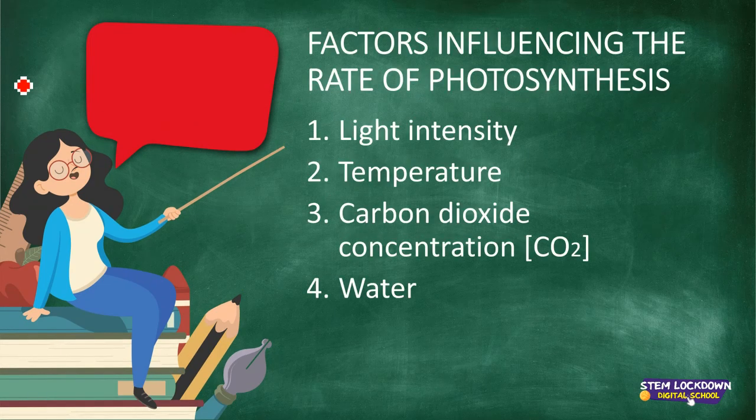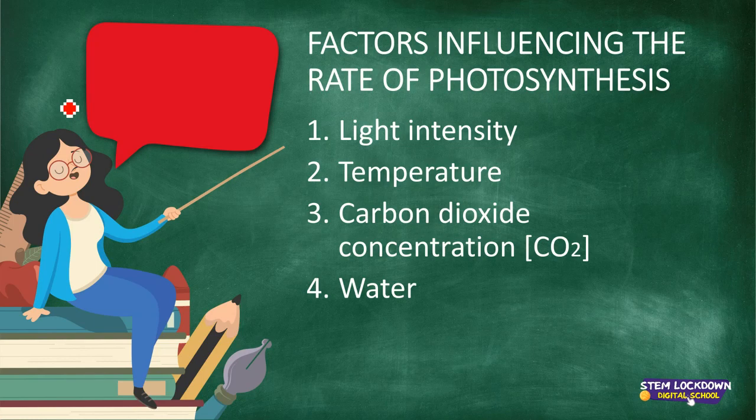Let's just move on. Now we'll be looking at the factors influencing the rate of photosynthesis. In simple terms, we could say that we have two people running a race. One can be faster than the other, and the other slower, or they could run at the same pace. Even in photosynthesis, we'll be looking at how fast or how slow it takes place.